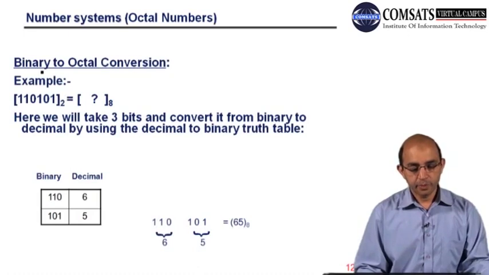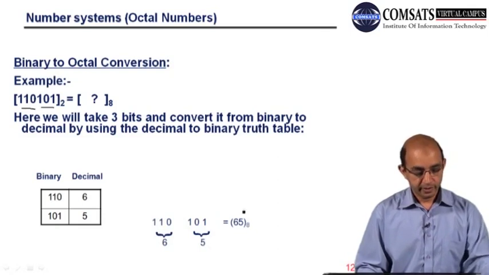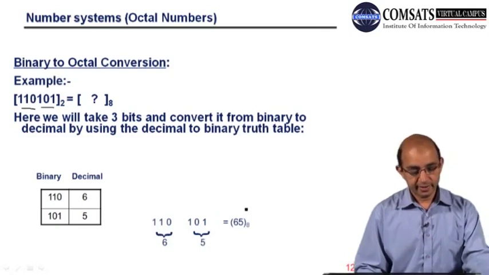So here binary to octal. How will we do this? We will group in 3s. So this is 4 plus 1, 5. This is 5, and this is 6. So 665, base 8.